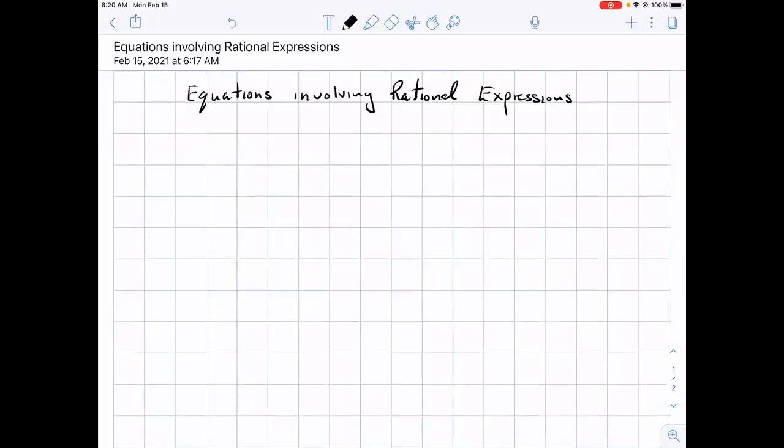Hello. Today we'll look at equations involving rational expressions. And basically what we'll be looking at in those equations is how to solve for their unknown.